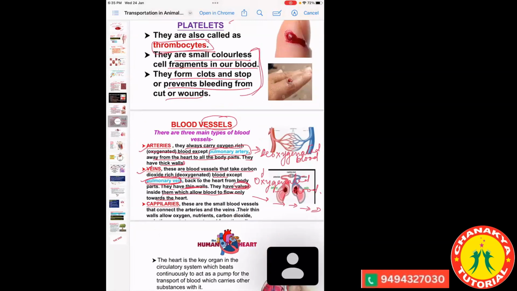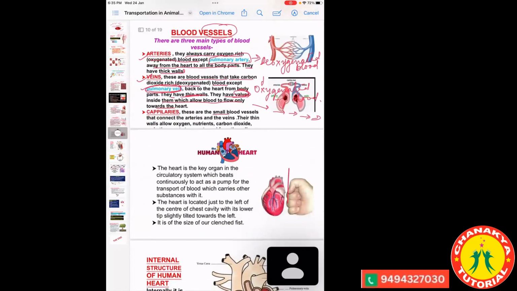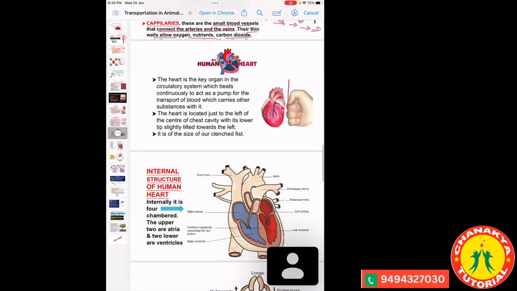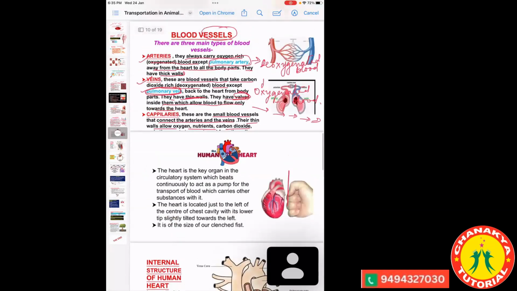Then capillaries. Basically, capillaries are the small blood vessels and they connect the arteries and veins together. So the place where the arteries and veins get connected together is where the capillaries are present. They also have a thin wall and they allow oxygen, nutrients and carbon dioxide to pass. So these are the three different types of blood vessels: arteries, veins, capillaries.